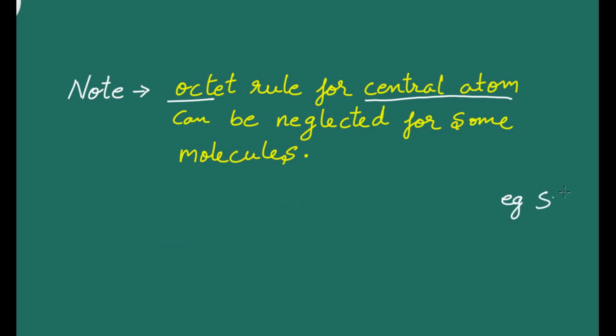For example, I can take SF6. In this particular case, the central atom has more than 8 electrons. Now, since Lewis was constructing the structures, he himself found out that there are a few exceptions to his rule. And if he breaks the rule for the central atom, then he can make structures more easily. So this is the only exception that you should remember. Octet rule for the central atom can be neglected for some molecules, only for the central atom, right? Now we will talk about the rules.